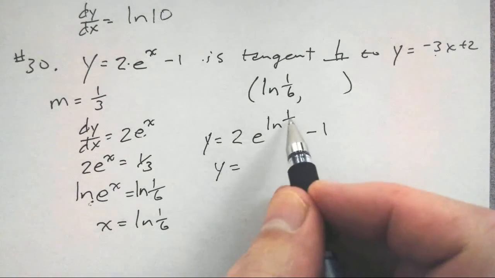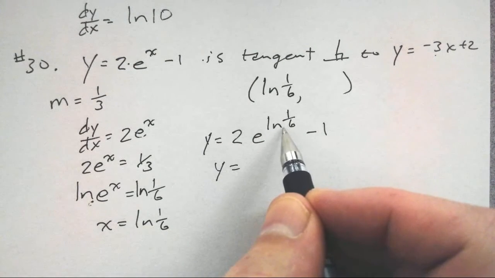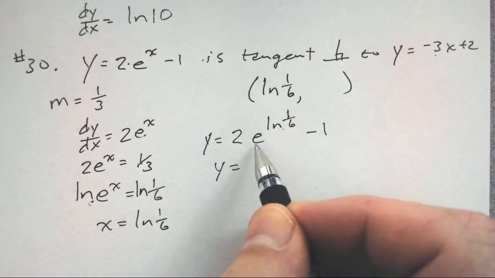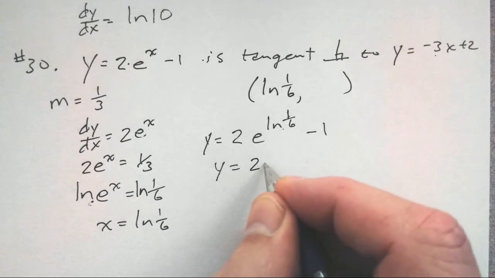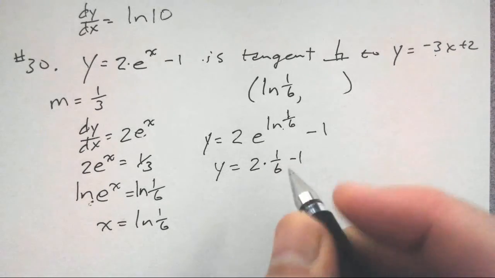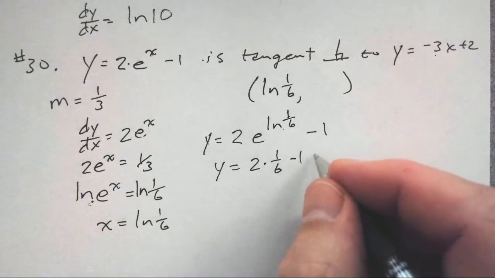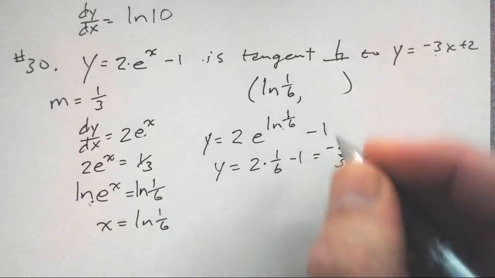Well, if ln 1/6 is the exponent that turns e into 1/6, and I've got e raised to the exponent that turns e into 1/6, this is 1/6. So I get 2 times 1/6 minus 1, or 2/6, 1/3 minus 1. I get negative 2/3.